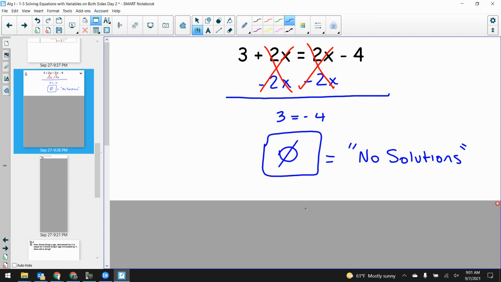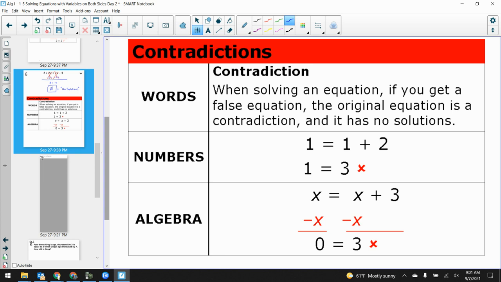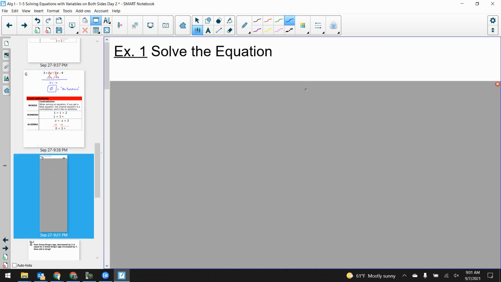Okay. Again, this is what's called a contradiction. Mathematically, it's called a contradiction, which is not just math vocab, you could use that term in your everyday life. A contradiction is when you say something and then you say something opposite of it. Like I say, I have 3 and then I have negative 4, and I say those things are equivalent. No, I'm contradicting myself. It basically means you're going to get an equation where the left side does not match the right side. And if the left side does not match the right side, there are no solutions to that equation. So let's practice it a little bit.